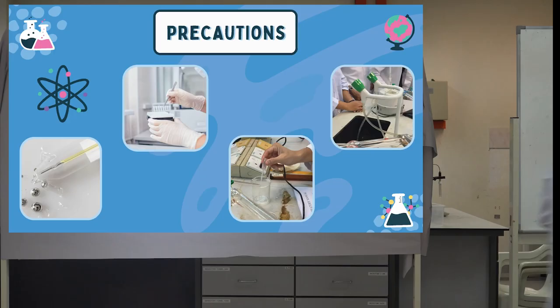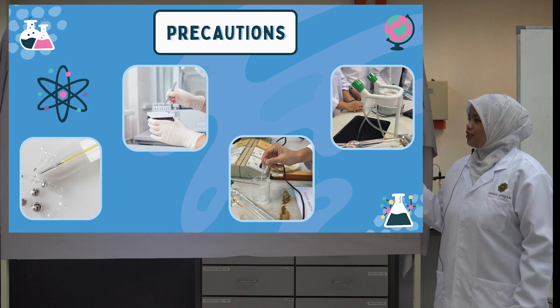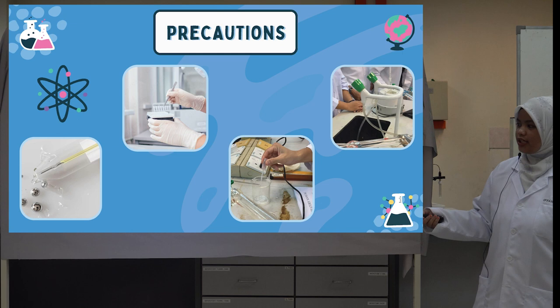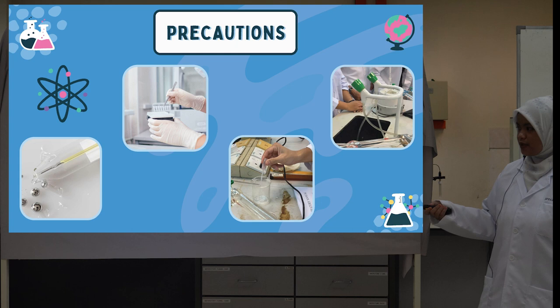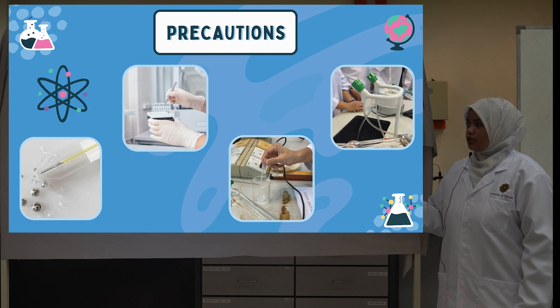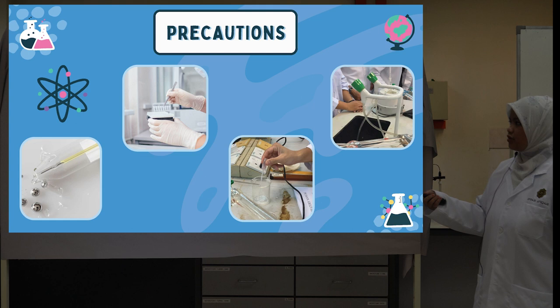So I want to talk about the precautions during the experiment. The first one is about handling the thermometer. We use a thermometer in distillation as an experiment. As we know, the thermometer has mercury. So when the thermometer breaks, it can cause the mercury to spill and separate during the experiment.